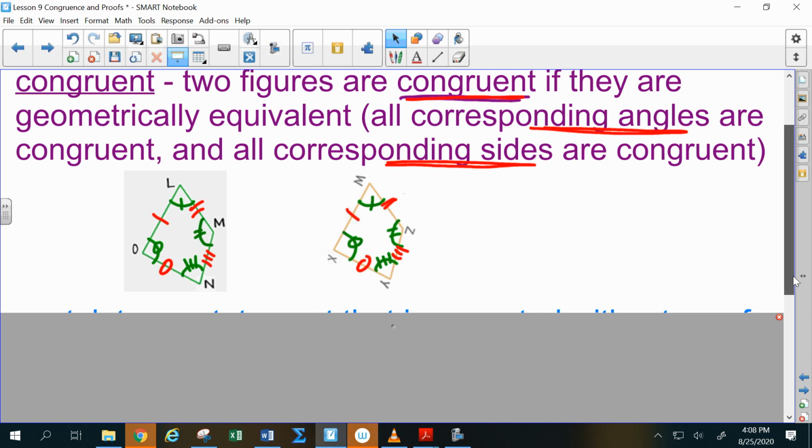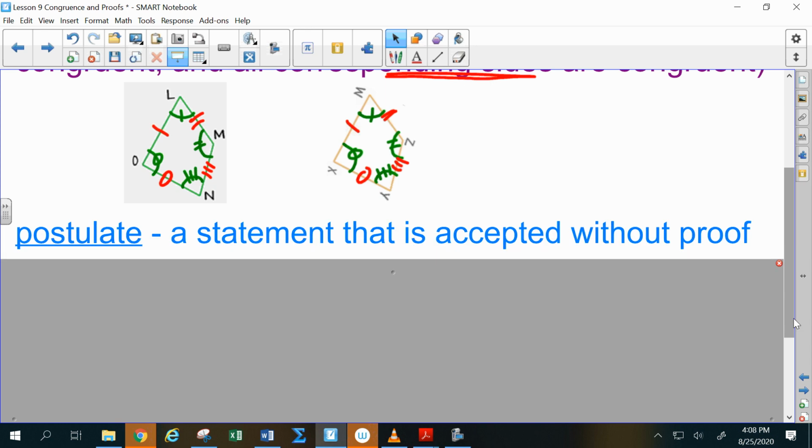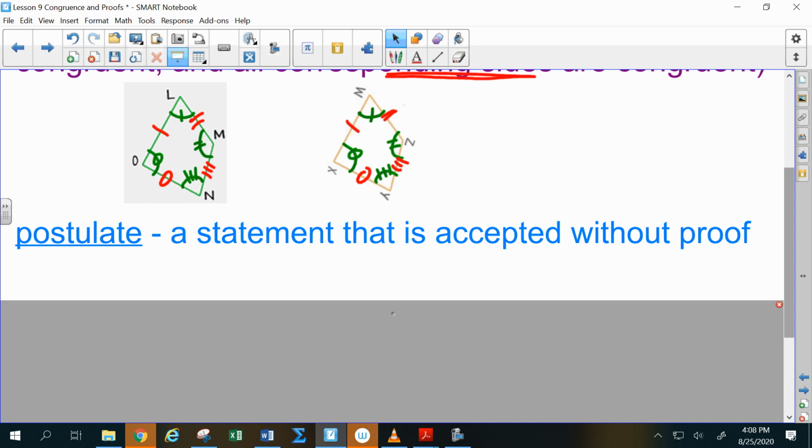Since we're mostly focusing on triangles, I'm going to be able to give you some shortcuts or review the shortcuts that we showed you last spring. Another vocabulary word, because most of these shortcuts will be called postulates. That just means we're not going to bother with proving it. We're just going to accept that it's true.